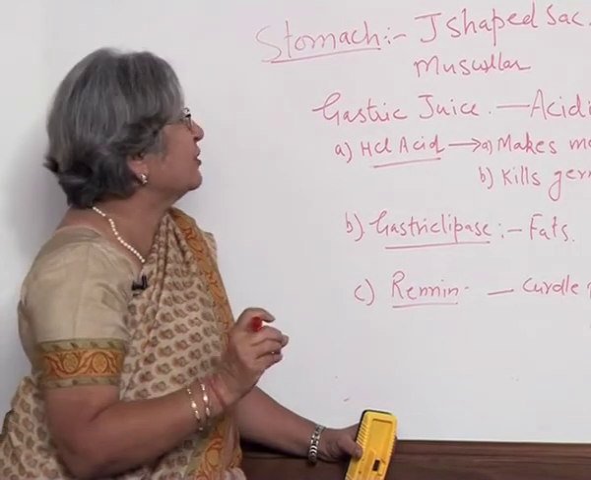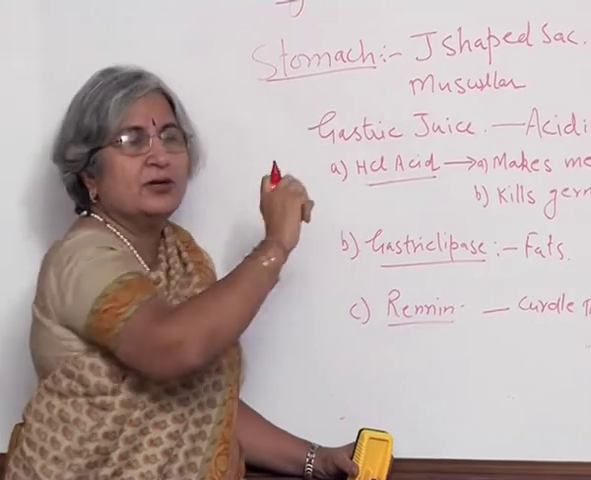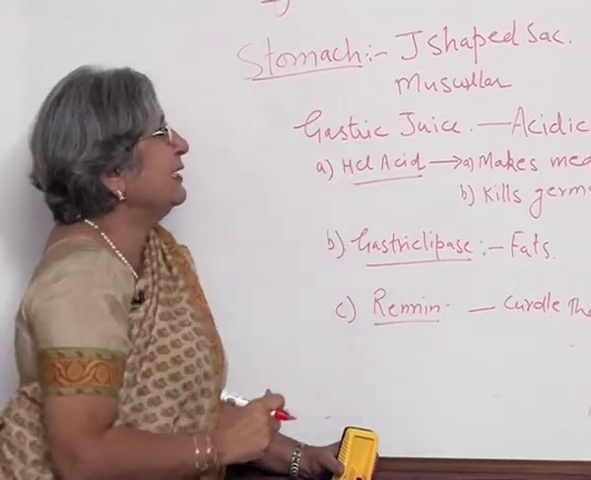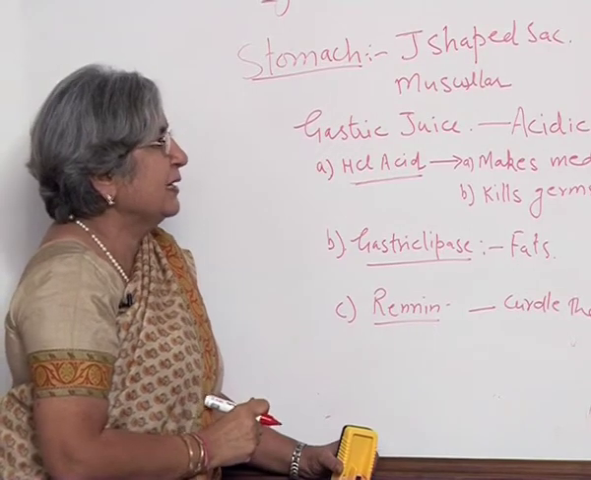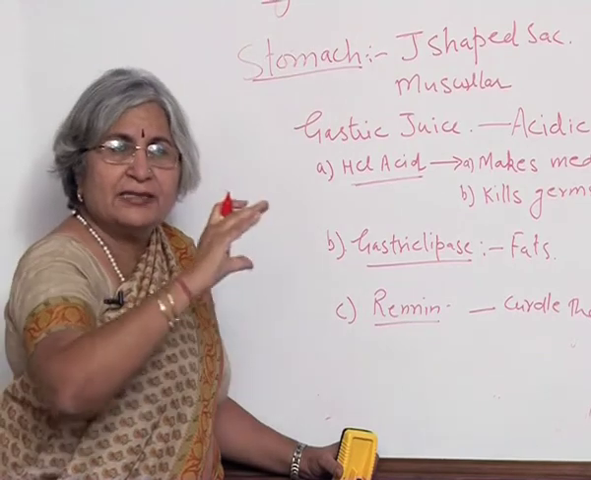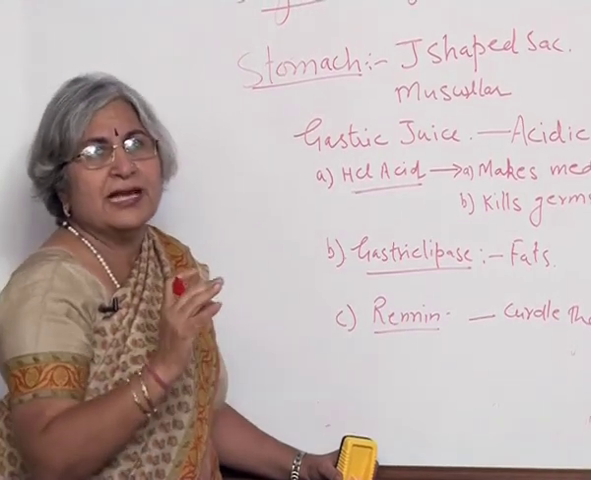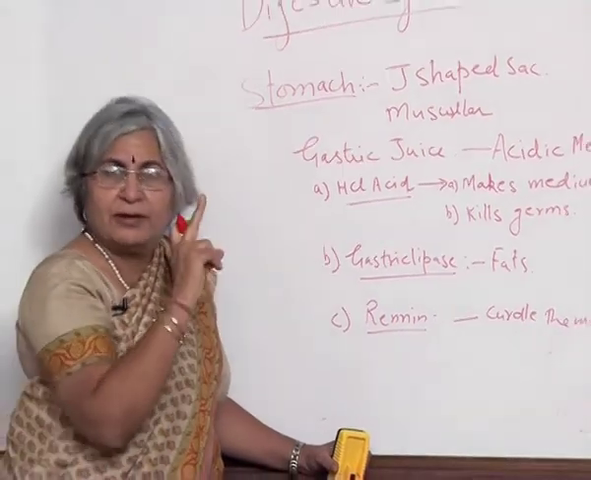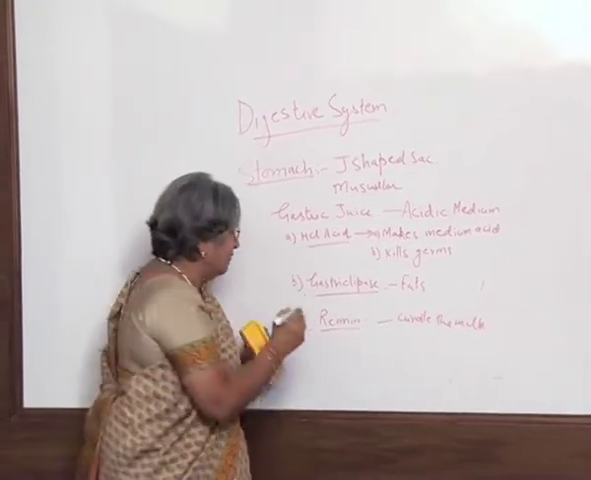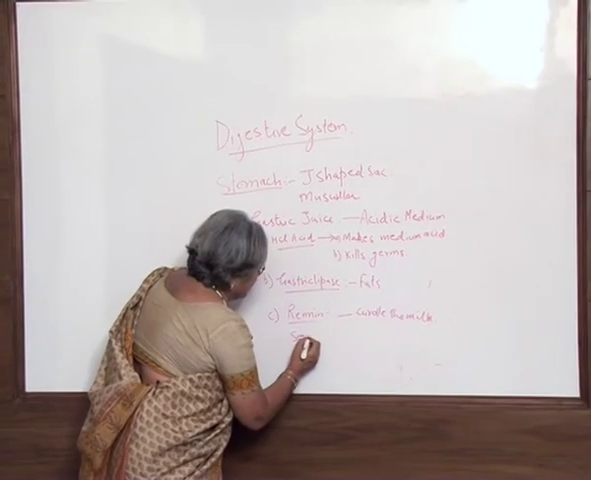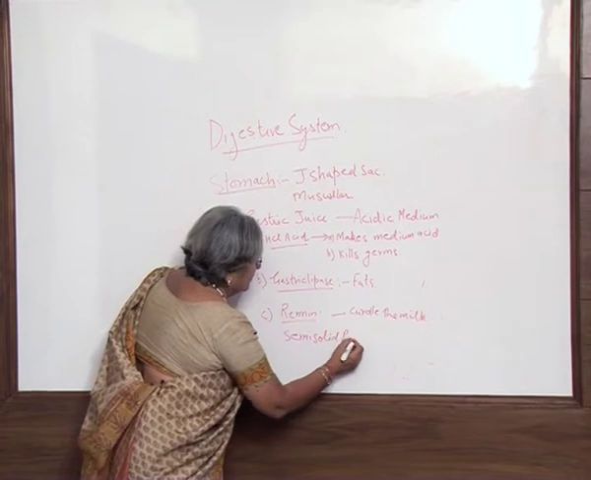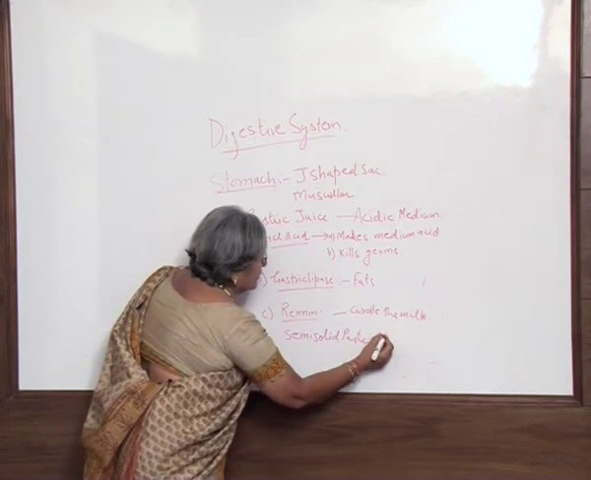So, the basic function of the stomach is to further grind the food and then let the gastric juice act on it. And this will turn the food into a semi-solid paste. You remember in the buccal cavity, they were in the form of balls. Now they have become a semi-solid paste, which is called chyme.